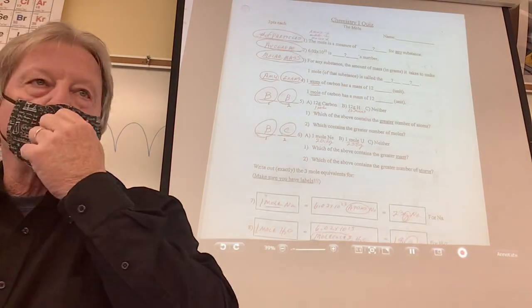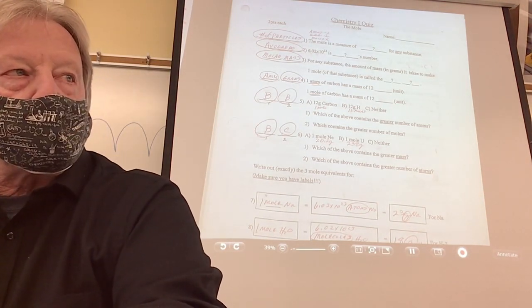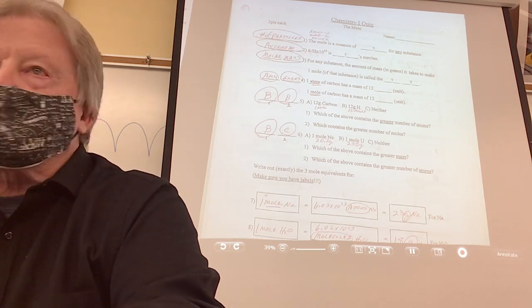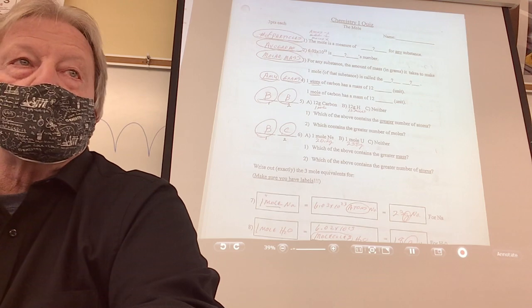All right, one more time. 12 grams of carbon. How many atoms is that? Do you know? That's all you know. 6.02 times 10 to the 23rd. Isn't that right? It's a mole, isn't it?